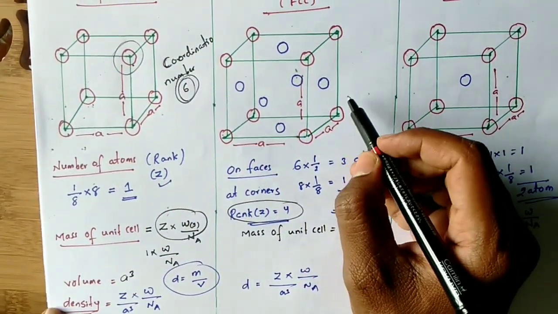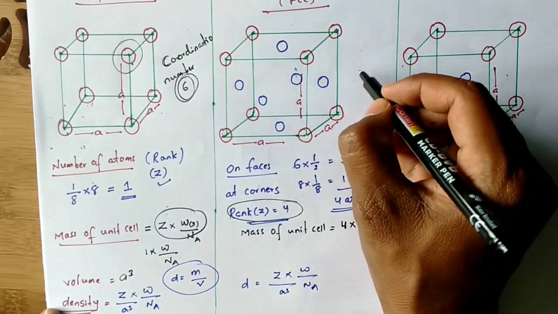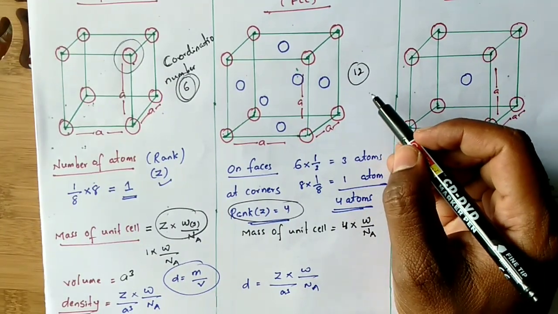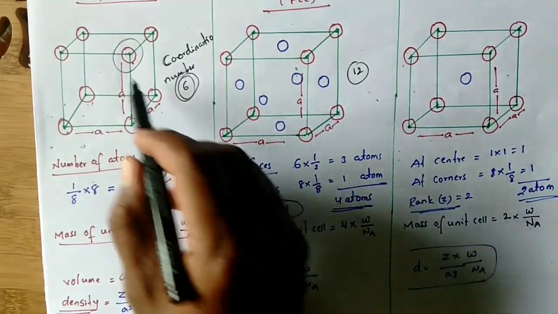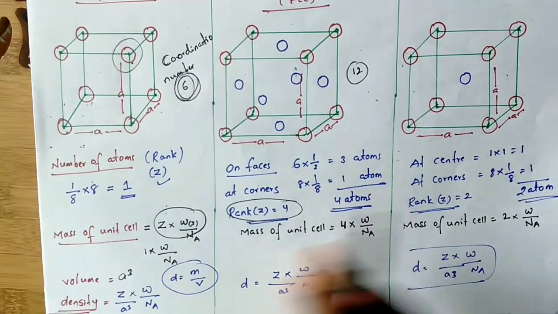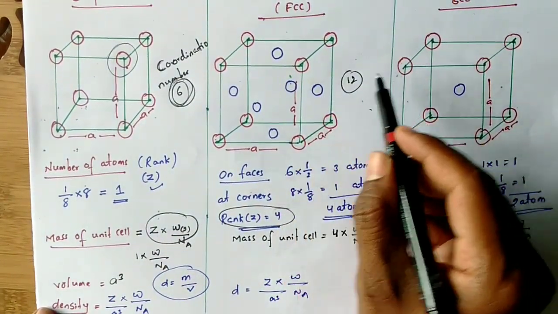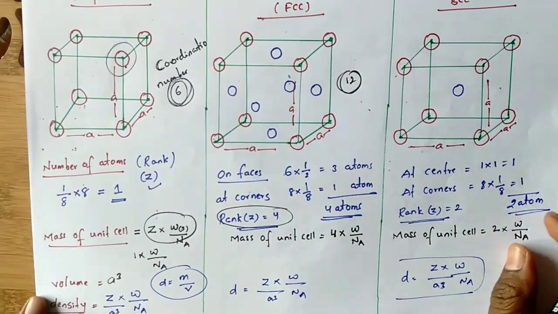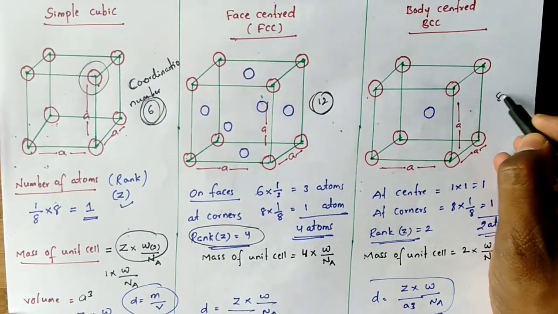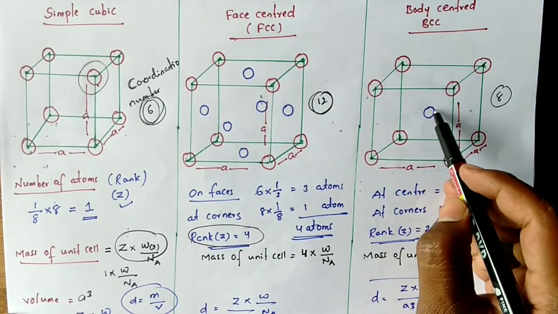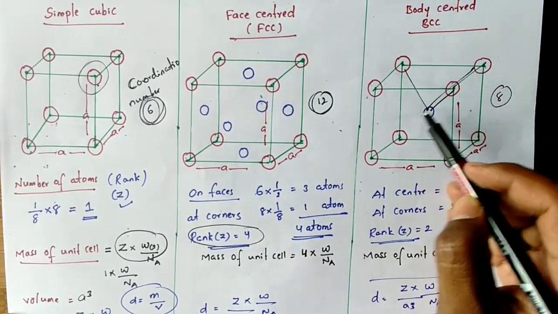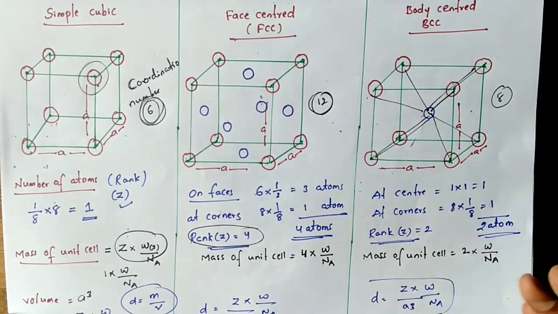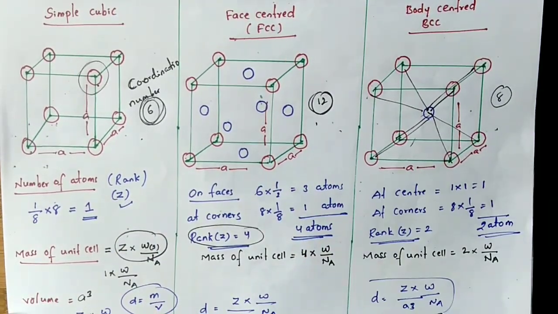For face centered, the coordination number is 12. It's very difficult to represent in 3D representation. So just remember, for simple cubic coordination number 6, for FCC face centered the coordination number 12, and for body centered the coordination number is 8. It is very easy to identify. See, the nearest neighbor atoms are 8 here. Okay, so 6, 8, 12.